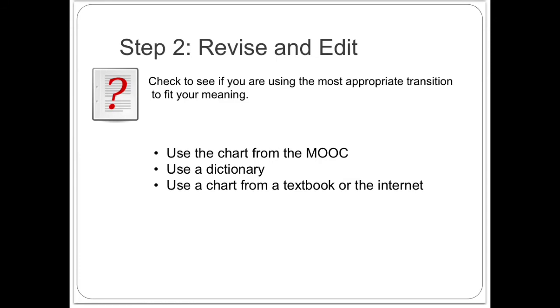The second step in this editing process is to check a reliable source to make sure you are using the best possible transition to convey your meaning. Reliable sources include the transition chart found here on the MOOC, a dictionary, or a chart from a textbook or a college website on the internet.